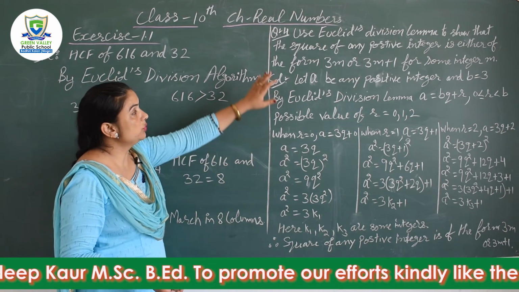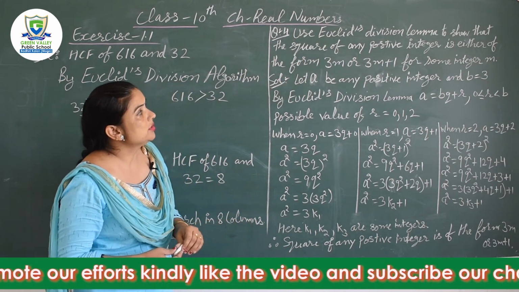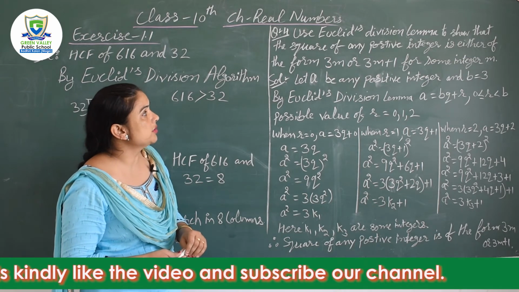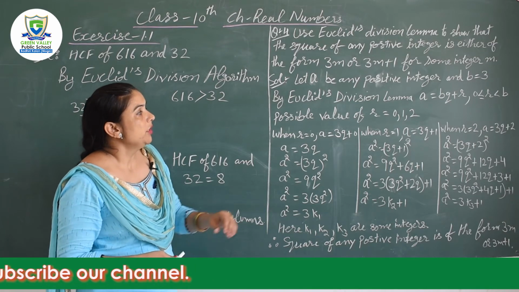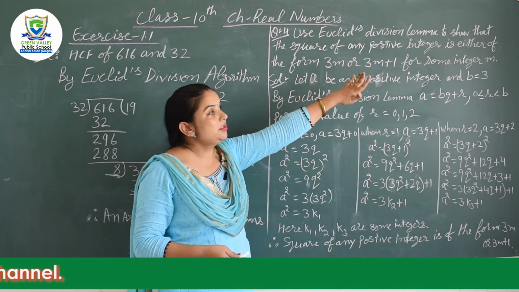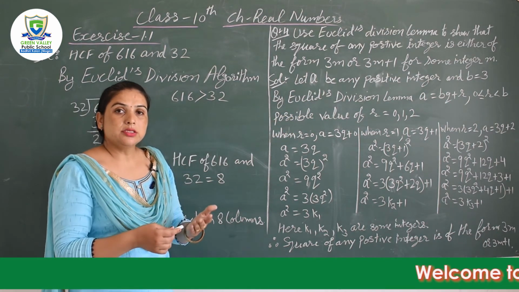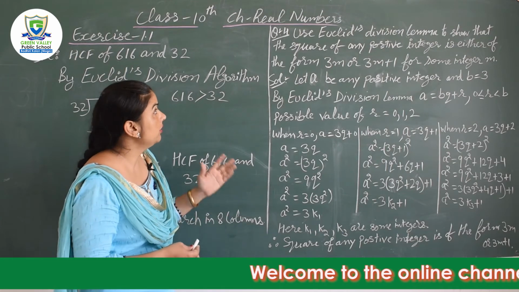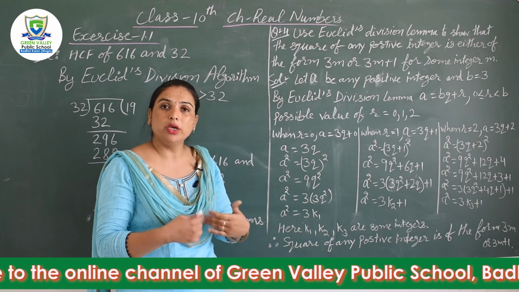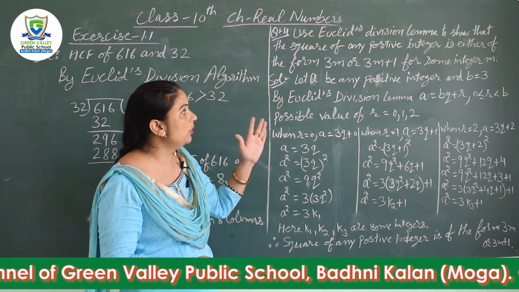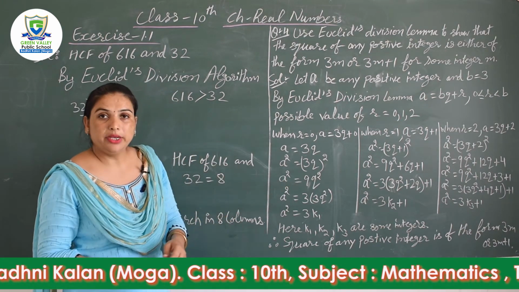Now we have the fourth question of this exercise, students, that is: use Euclid division lemma to show that the square of any positive integer is either of the form 3m or 3m plus 1 for some integer m. It is the same question as we did in our second question. So here we have to show that the square of that number will also be in the form of 3m and 3m plus 1. How can we show that?